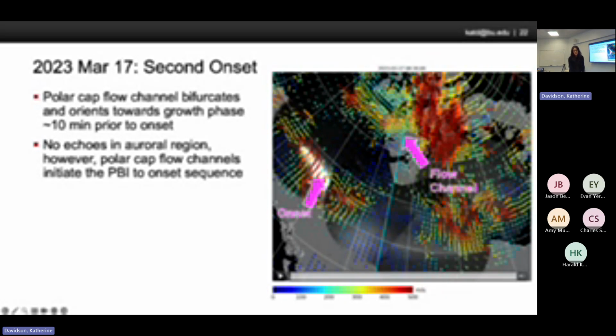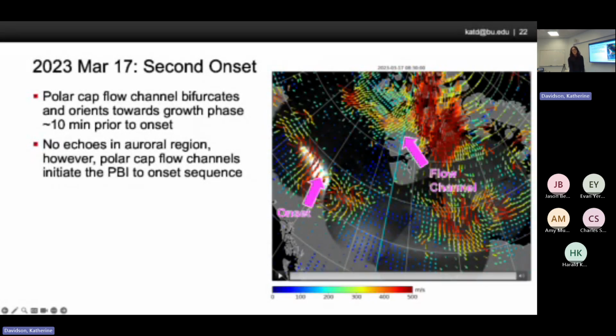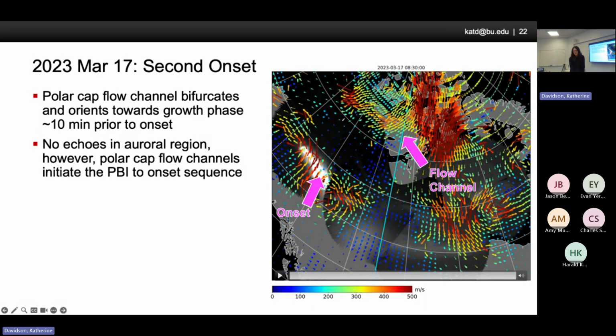So regardless, we're still seeing these flow channels in the polar cap influencing the direction of the onset, where originally the onset was over on the near midnight side over here, and then once this flow channel bifurcates towards the Ionospheric camera, we get onset over there instead.